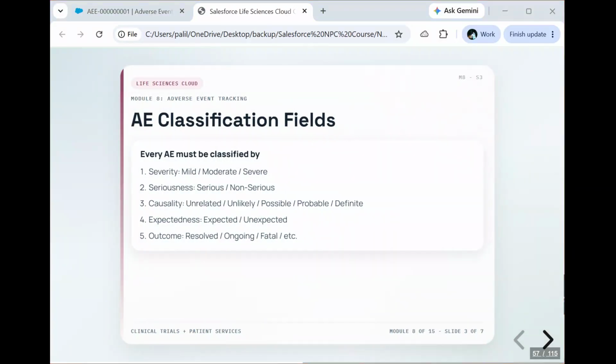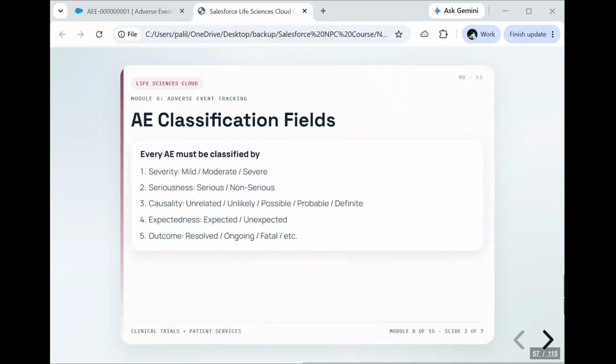Every adverse event reported in a trial must be systematically classified along several dimensions. Severity: how medically significant is this event, mild, moderate, or severe? Seriousness: does it meet the regulatory definition of a serious adverse event? Causality: what does the investigator believe about the relationship between the event and the study drug? Is it unrelated, unlikely related, possibly related, probably related, or definitely related?